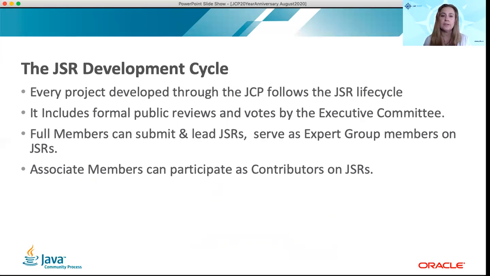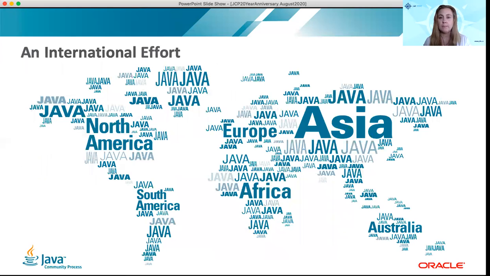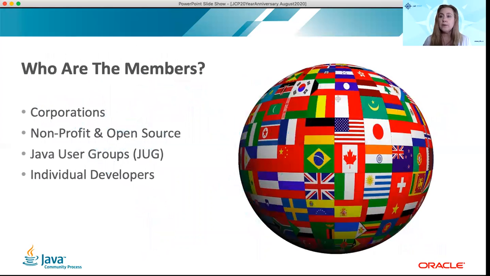And as I mentioned earlier, every JSR gets voted on by the executive committee before it can be approved and used in shipping products. And it's an international effort. We see participation in the standardization of Java from all over the world. And not only from developers all over the world, but from different types of developers. We have companies participating in the JCP, but also nonprofit and open source groups, Java user groups, and individual developers.